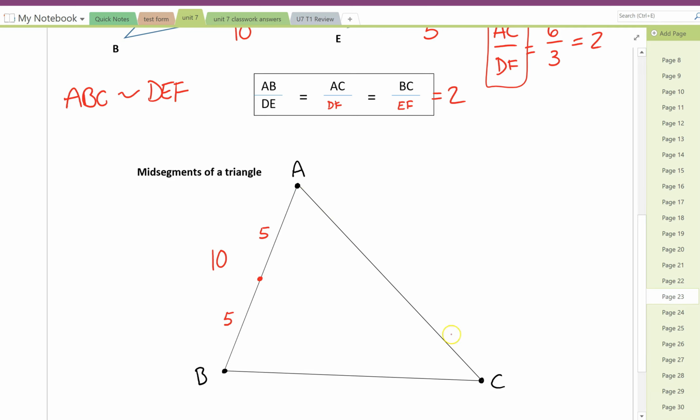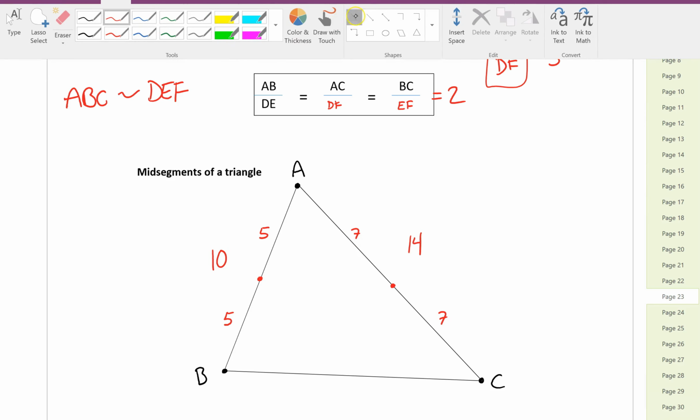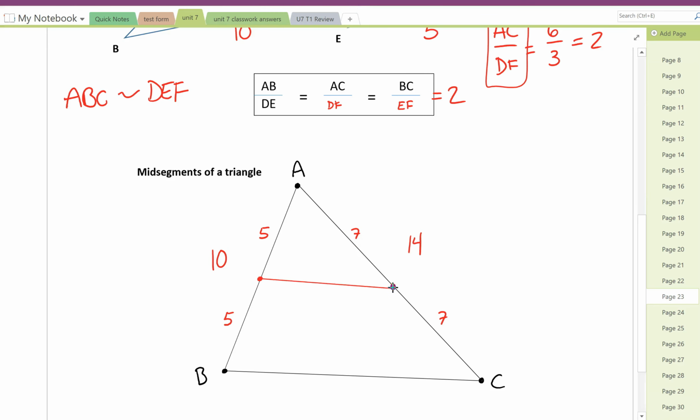And then I could do the same thing with AC. So let's say AC was 14 units long. I find its midpoint, which would mean separating it into two segments that are both 7. Once I found the midpoint of two sides, I draw a straight line connecting them. That is the mid-segment. Right? So that line in the middle of the triangle is the mid-segment.